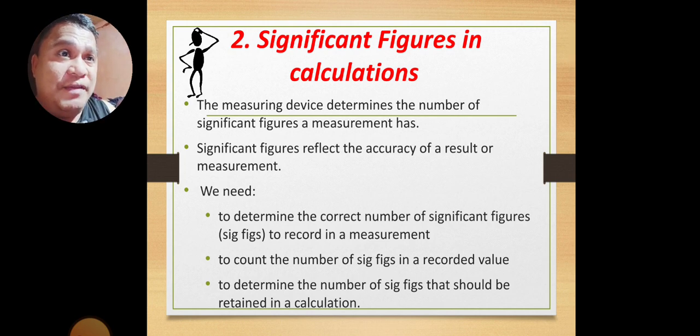And the second topic we have is significant figures in calculation. What are significant figures? The measuring device determines the number of significant figures a measurement has. Significant figures reflect the accuracy of a measurement. In knowing the significant figures, we need to determine the correct number of significant figures to record in a measurement, count the number of significant figures in a recorded value, and determine the number of significant figures that should be retained in accuracy. That's what we really need.